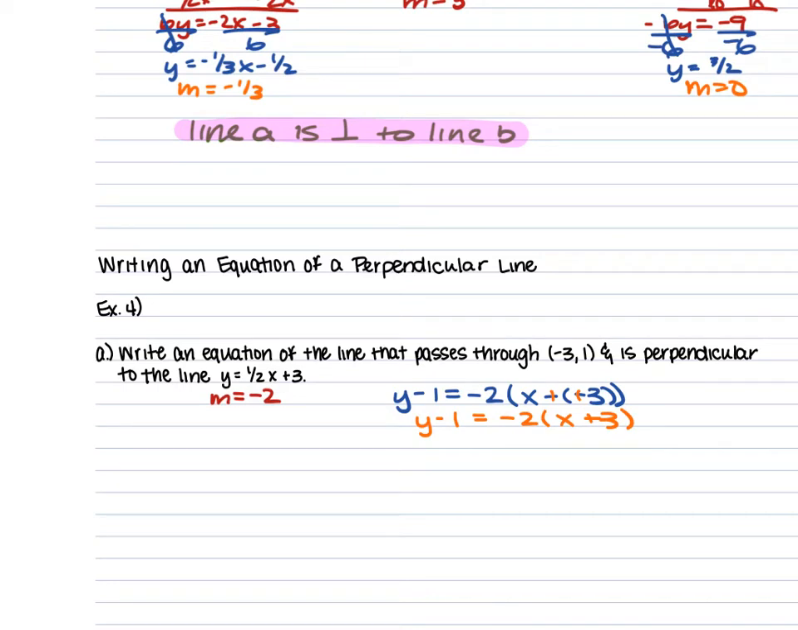Again, we're going to put it into slope-intercept form, since the one that's given for us for the other line is in that same form. We're going to distribute the negative 2, so we get y minus 1 is equal to negative 2x minus 6, and then we just add the 1 to each side to get y by itself, and y is equal to negative 2x minus 5.